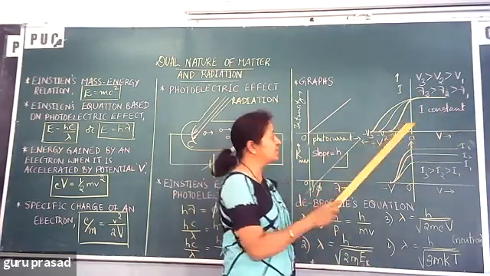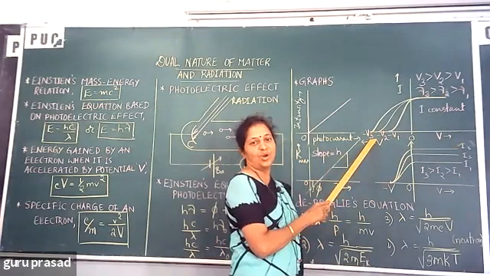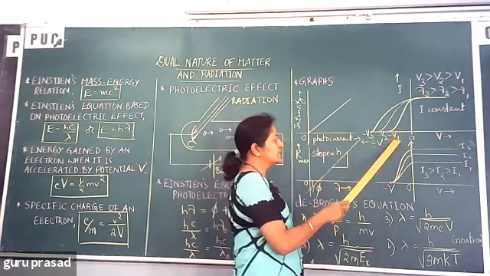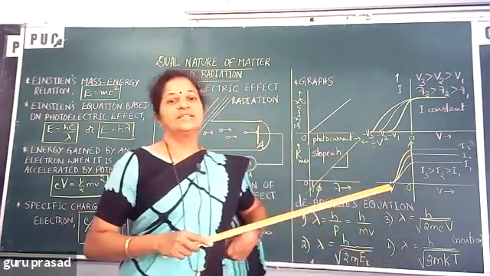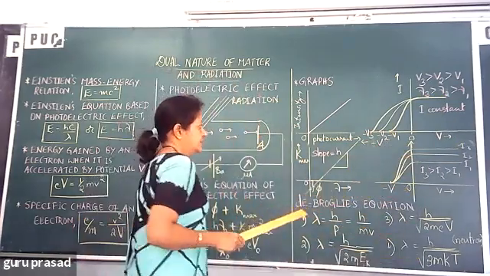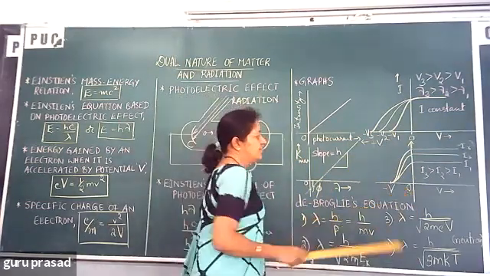Which is having more frequency? The one with larger stopping potential. Okay, so lesser stopping potential means the maximum kinetic energy of the electron is also less. Okay, fine. Next, here is one graph you can see.